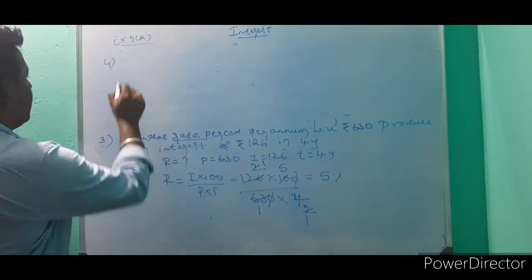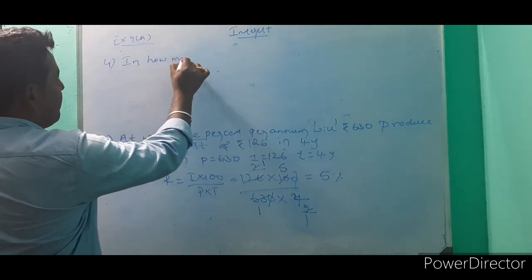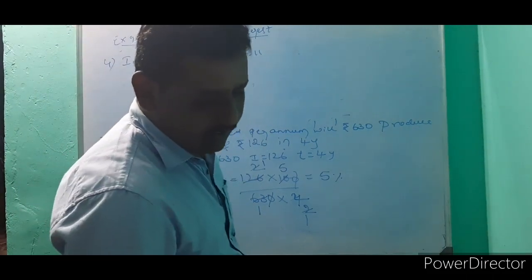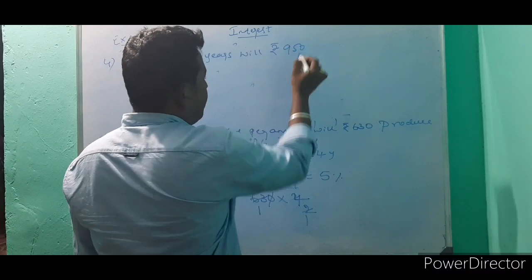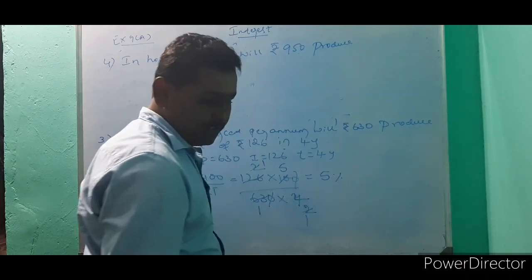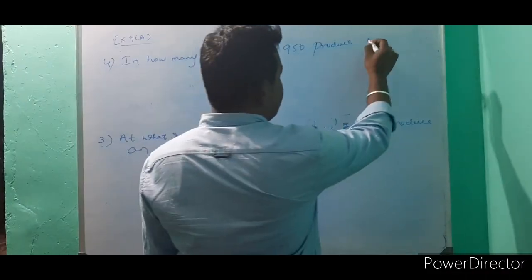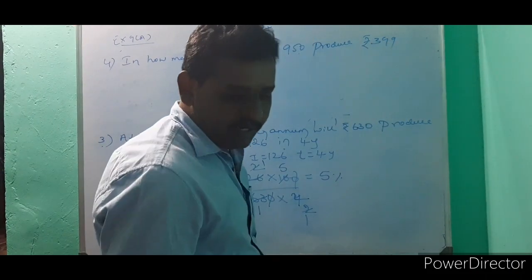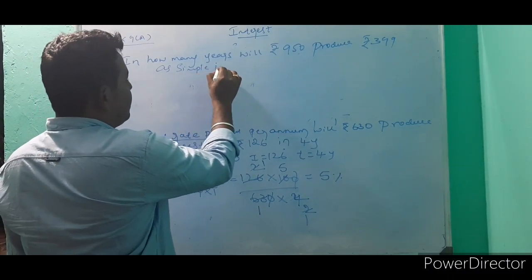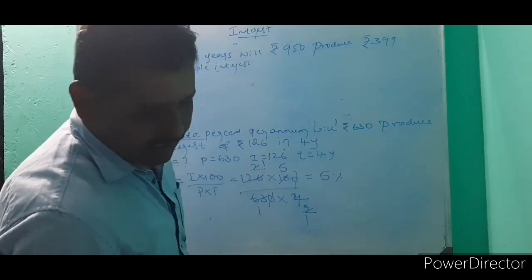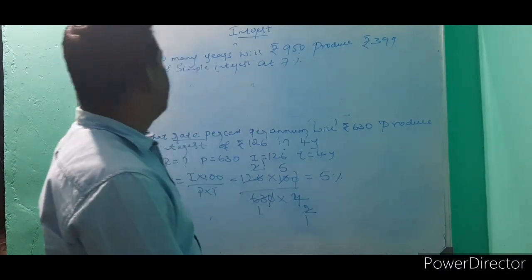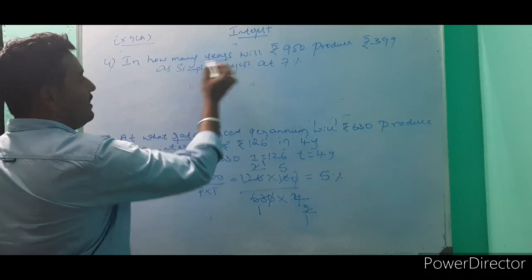In how many years will rupees 950 produce rupees 399 as simple interest at 7%. So here we want to find the time in years.